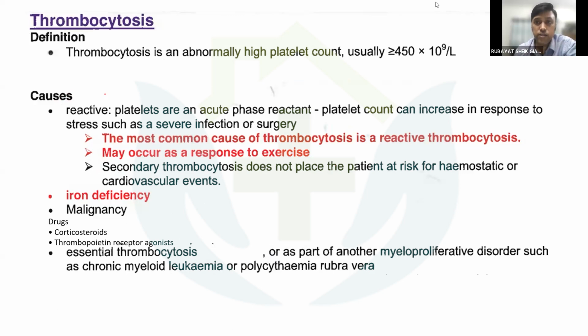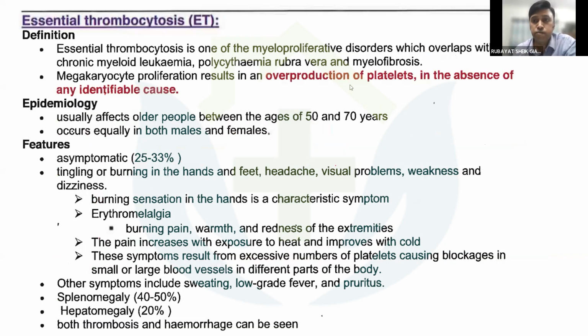But we are concerned with myeloproliferative conditions. For us, the disease of concern is essential thrombocytosis. This is important for your exam. It's a part of myeloproliferative disorders, that is CML, polycythemia rubra, myelofibrosis, essential thrombocytosis. These four together constitute myeloproliferative disorders as a part of bone marrow disorders. So we'll go into essential thrombocytosis. Let me show you what questions are usually asked from here.